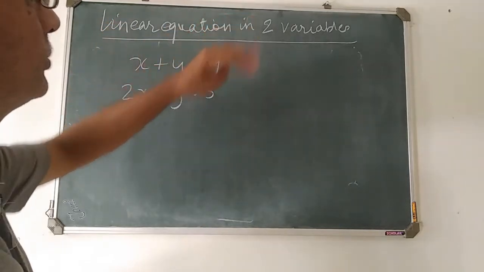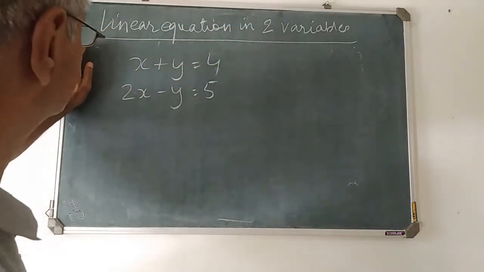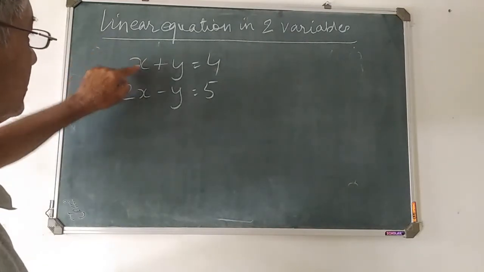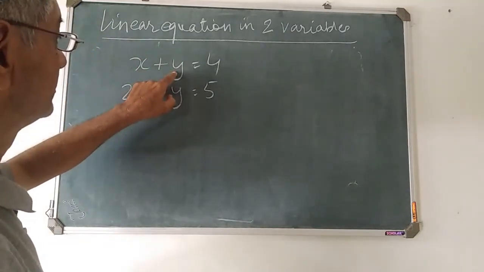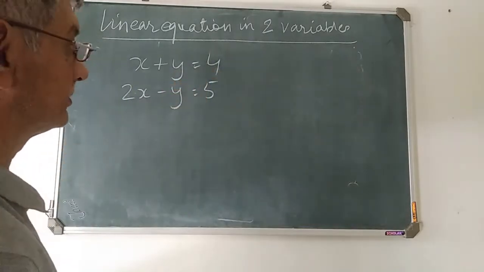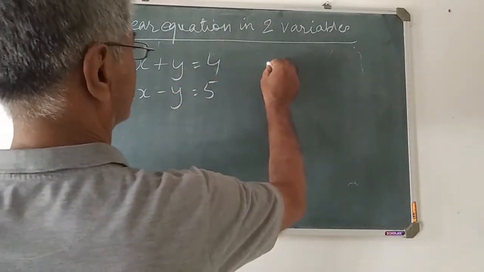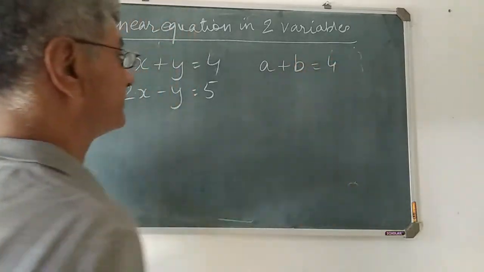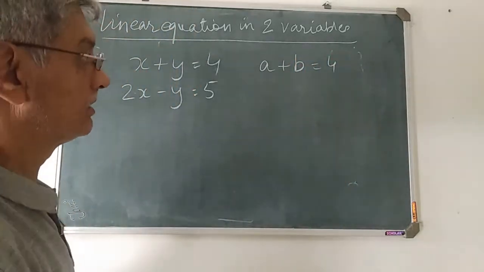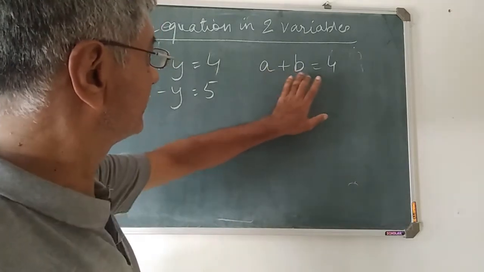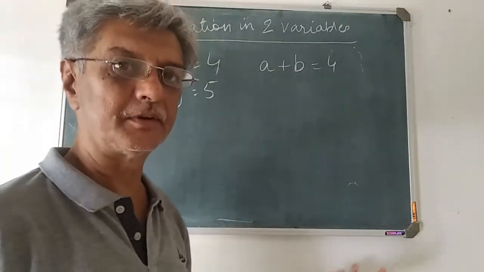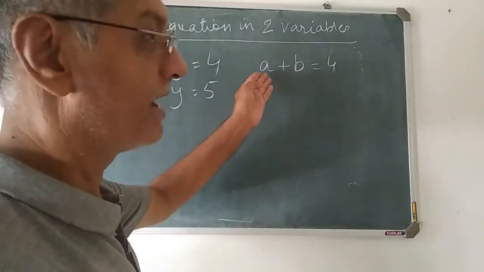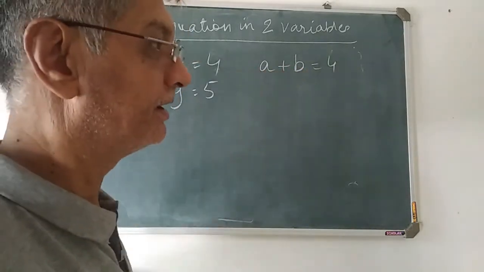Linear equations in two variables. Let us understand, if we buy say one apple and one banana for 4 rupees, we can put this as apple plus banana is equal to 4 rupees. We cannot say apple is 2 rupees and banana is 2 rupees. It can be anything. 3 and 1.